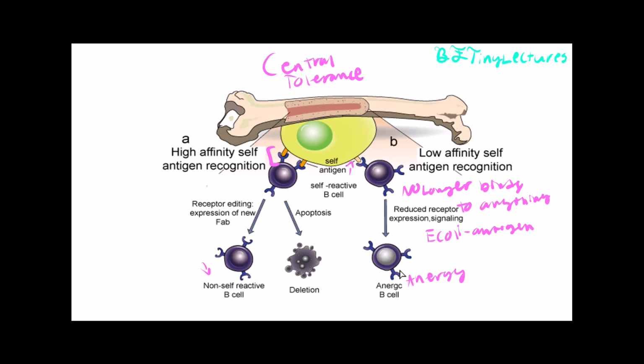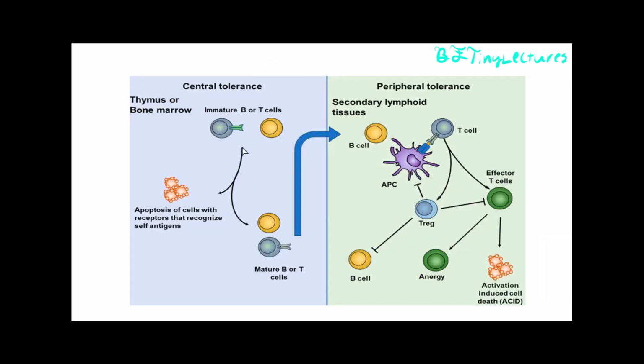How does the body dictate whether to do apoptosis or whether to do anergy? Well, if the B cell really binds to the self-antigen, like it's super glued on and you can't get it off, well, you have to delete it. You have to do apoptosis. However, if the B cell is kind of just pinching the little self-antigen and it can easily be moved away, it undergoes anergy.